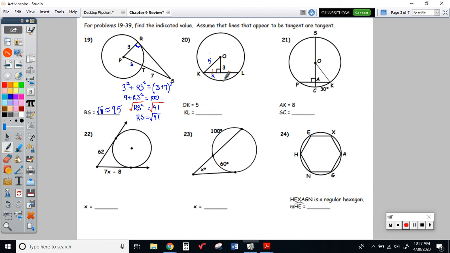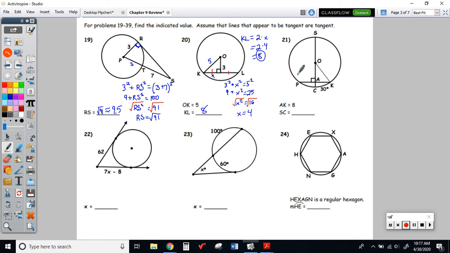So it looks like we've got 3 squared plus x squared would equal 5 squared on this one. That'd be 9 plus x squared equals 25. You could subtract 9 and get x squared is 16, and then take the square root of both sides to get that x equals 4. So then KL from there, rewrite that KL is going to be 2 times x, which is 2 times 4, which is just 8. So KL should be 8.